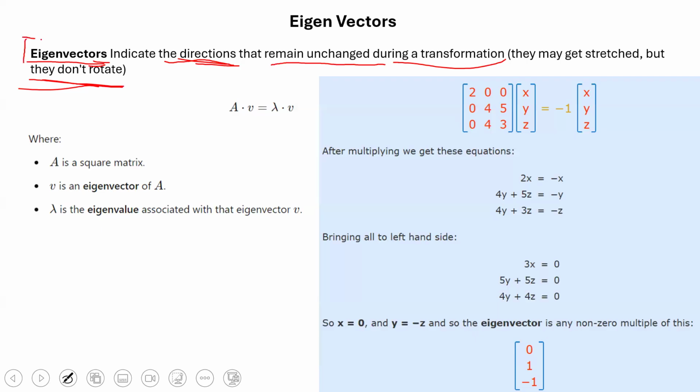When you calculate the eigenvectors of a particular matrix, the output would be a few vectors. Those vectors indicate directions that are constant, that remain unchanged during the transformation. When you transform the matrix with that particular eigenvector, it will not change the direction when you perform the transformation.